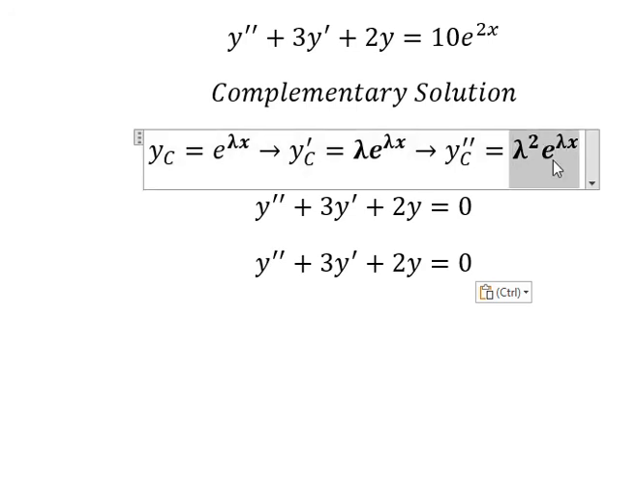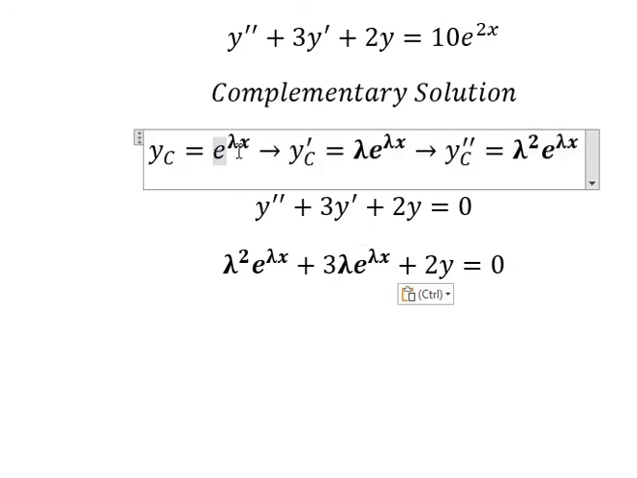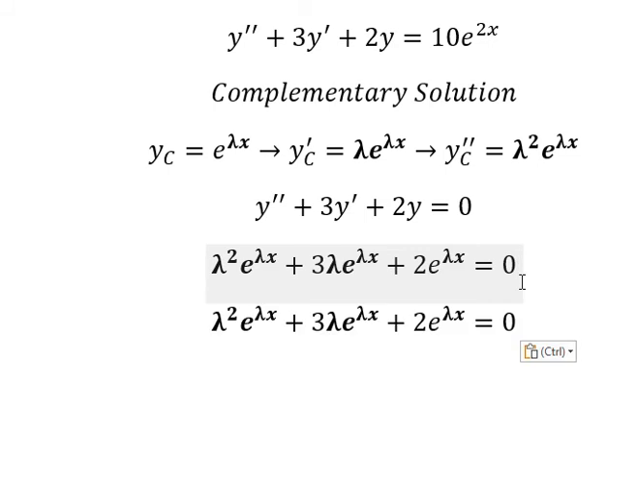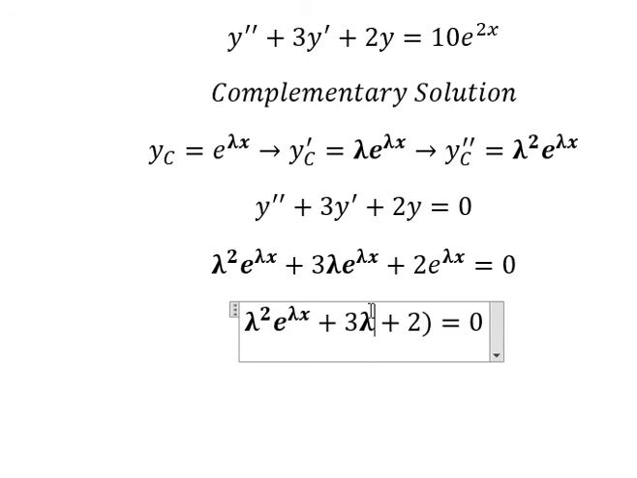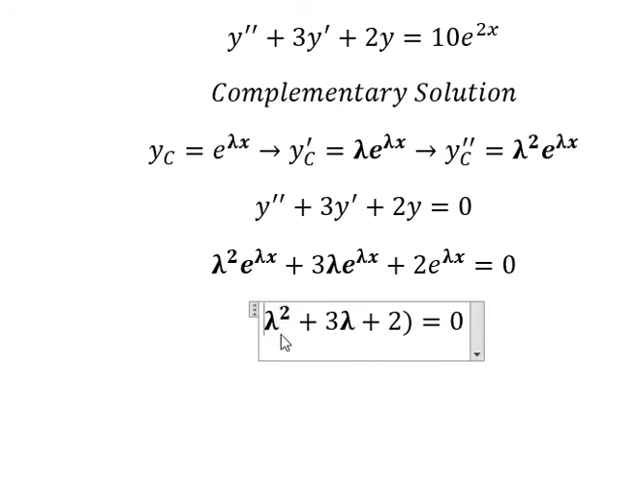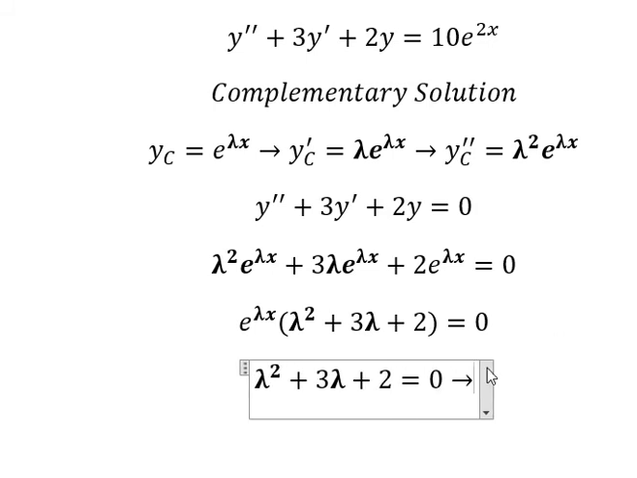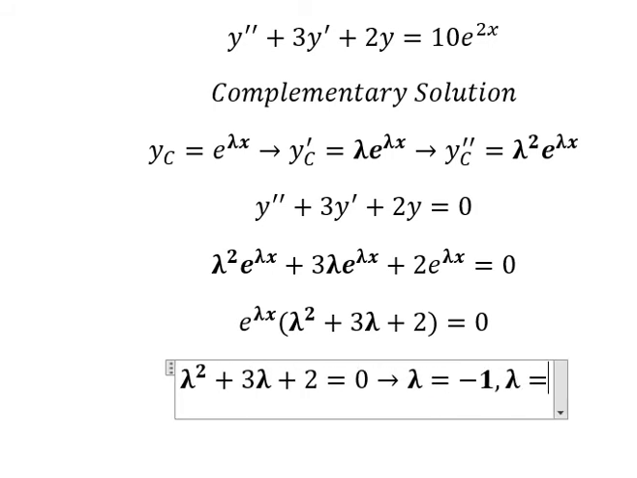Now I will put this one here, this one here, and this one here. Next, we need to do factorization by e to the power of lambda s. Next, we need to find the solutions of this one. If we find the solution, you get lambda equals negative 1, lambda equals negative 2.